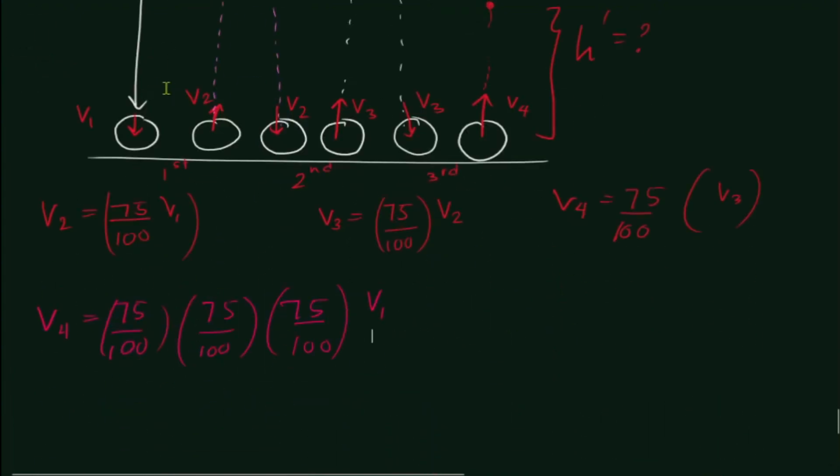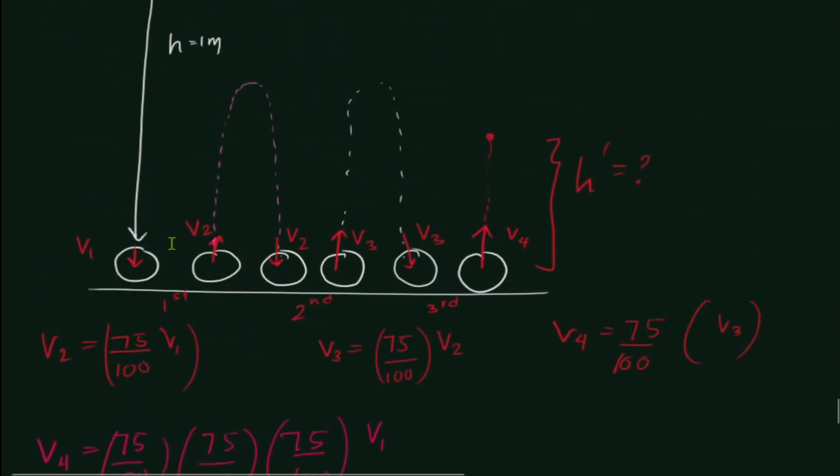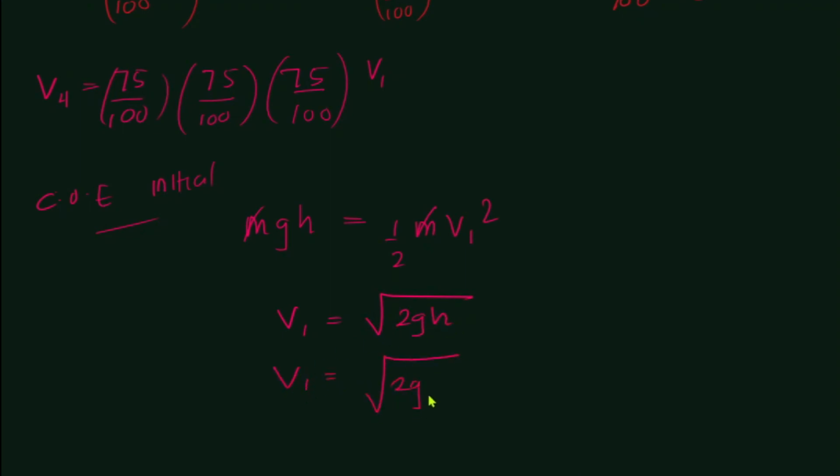V1 is quite simple, right? V1, conservation of energy. Initial state energy is mgh, since initially it fell from a height. When it reached the ground, it had a velocity V1, so let us write half m V1 squared. M to m cancels, so V1 is root 2gh. The height is 1 meter, so V1 is root 2g, right?